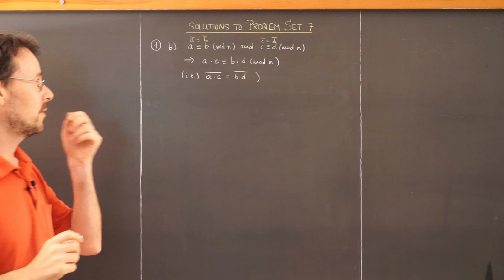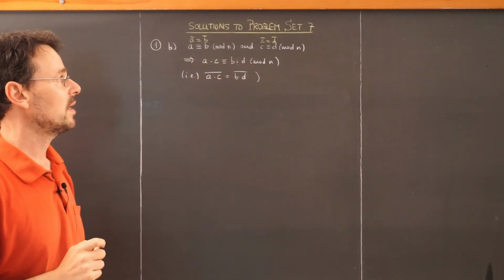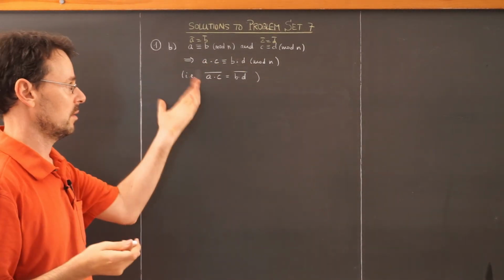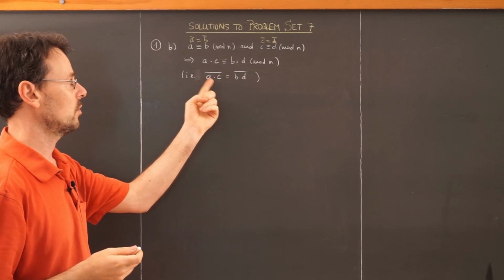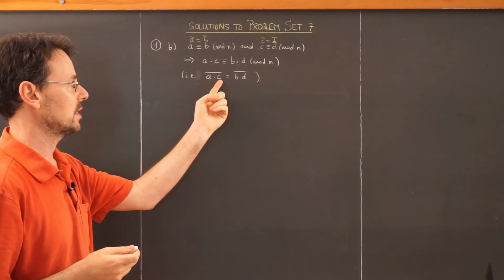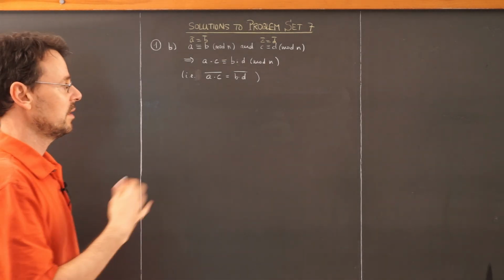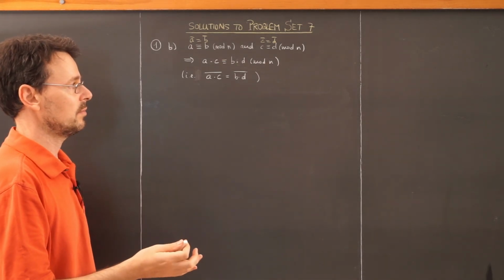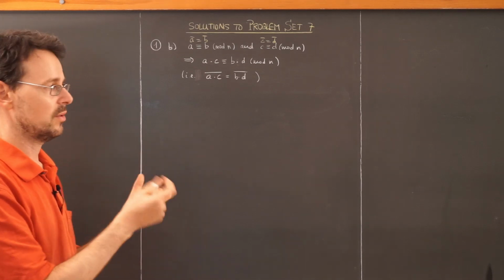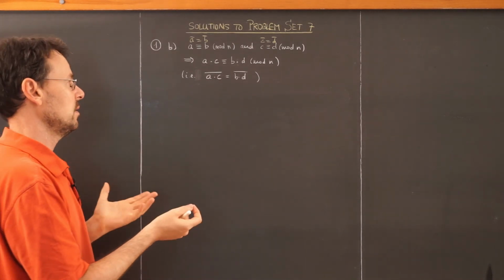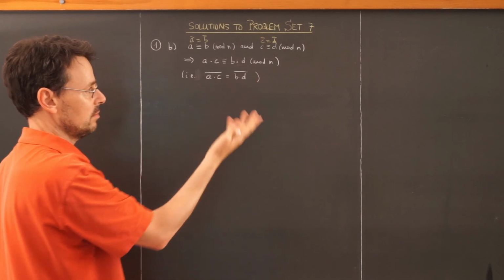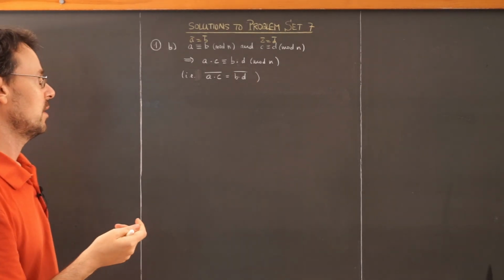Okay, part B, the same, only for multiplication this time. So in residue class notation, we have to show that the residue class of a times c is the same as the residue class of b times d. This will become important later on when we define a multiplication on Z mod n, then this shows that the multiplication is indeed well defined.